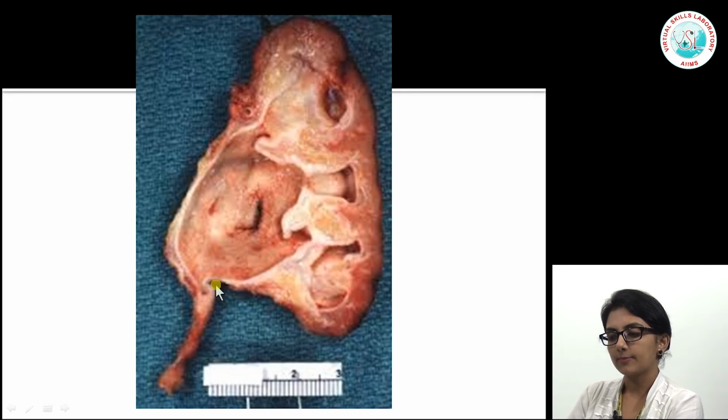This patient has a pelviureteric junction stricture, as you can see here, with dilatation of the pelvis, dilatation of all the calyces here, and a markedly thinned out cortex. So this is a classical hydronephrosis.